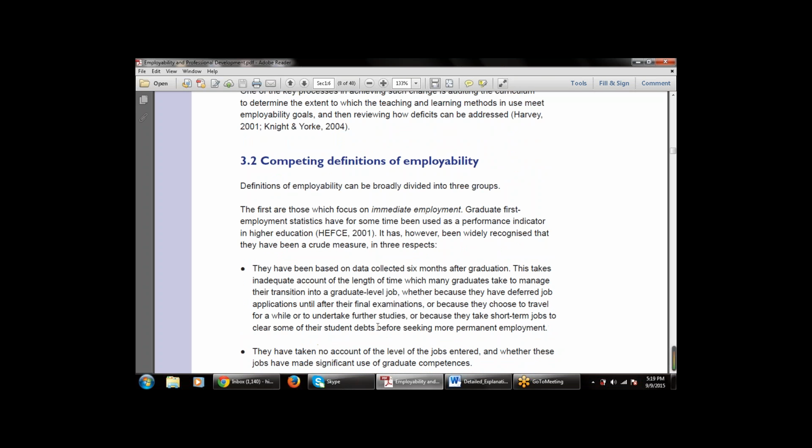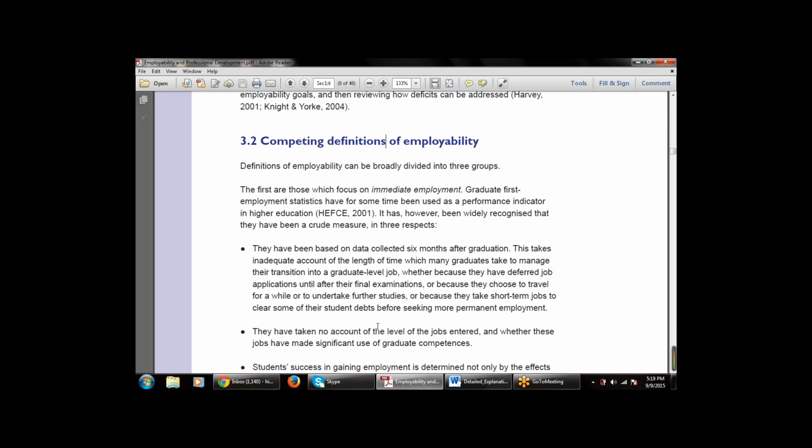This takes inadequate account of the length of time which many graduates take to manage their transition into a graduate level job, whether they deferred job applications until after the final examinations, or because they choose to travel for a while or undertake further studies, or take some short-term jobs to clear some of their student debts before seeking more permanent employment. So that is the main concern.